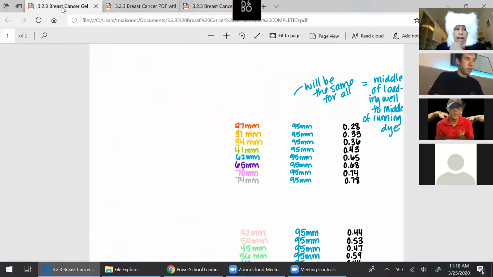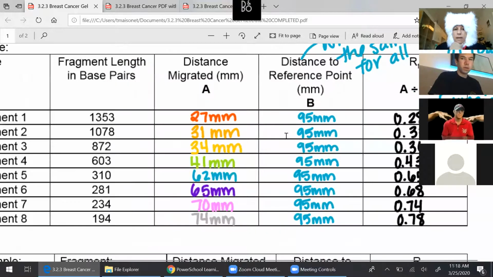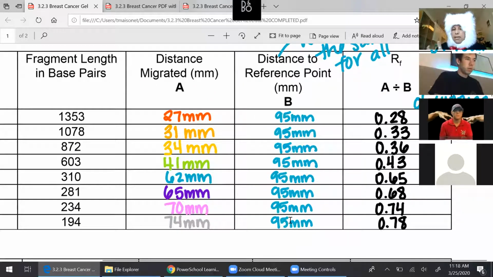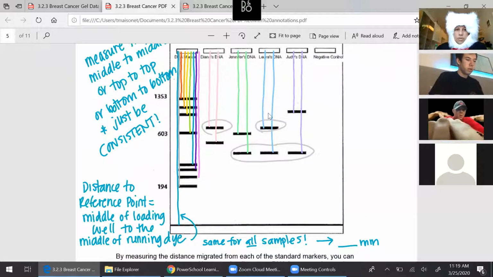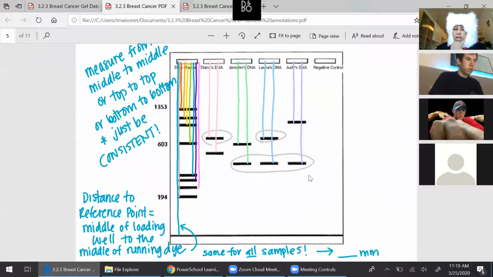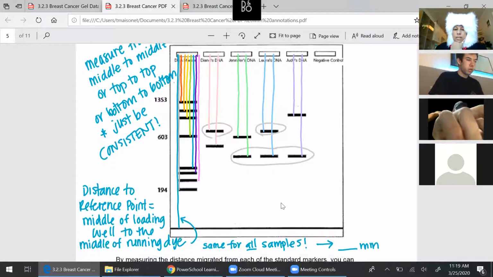And if you look over at my charts here, my reference points are all the same because that black line should be consistent. Again, if we were doing this in a real gel, it might not be exactly the same as it ran through. But for this one, since we're using the picture that they gave us of the gel, this is clearly a straight line, so all of your reference points are exactly the same. Okay, I know that was one question that everyone had.